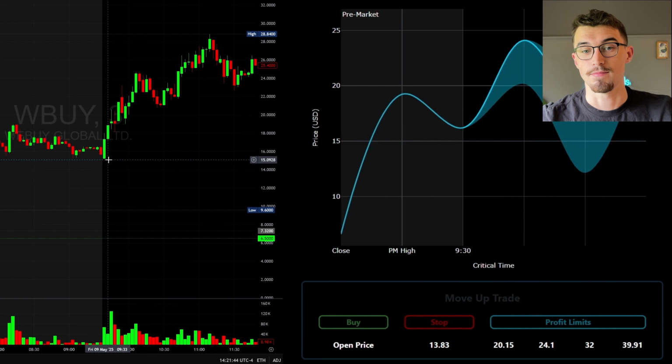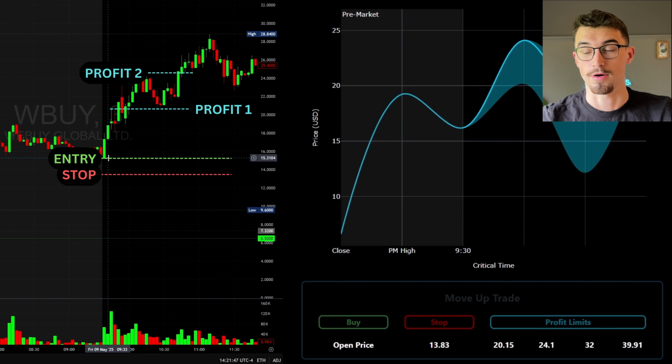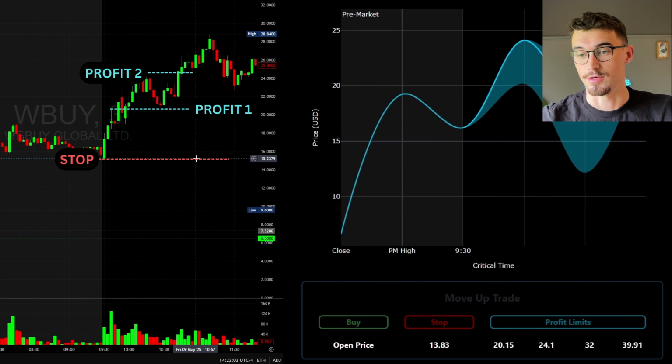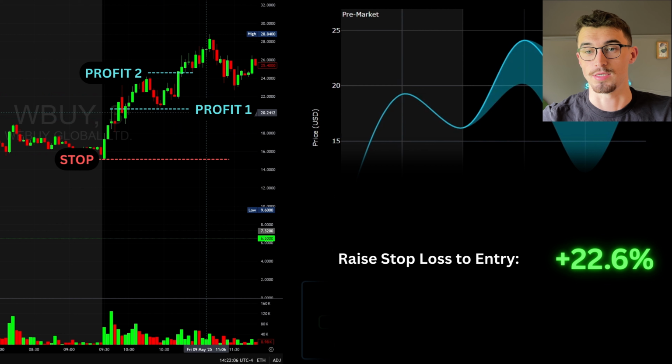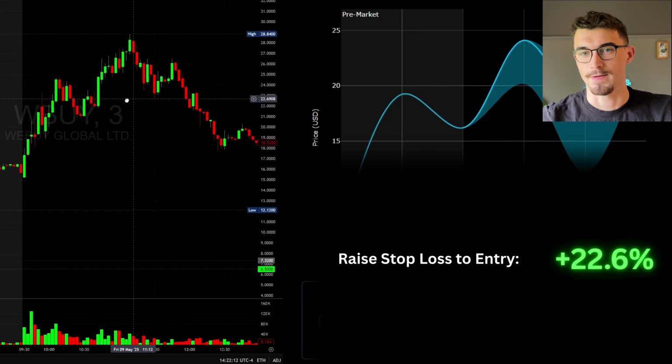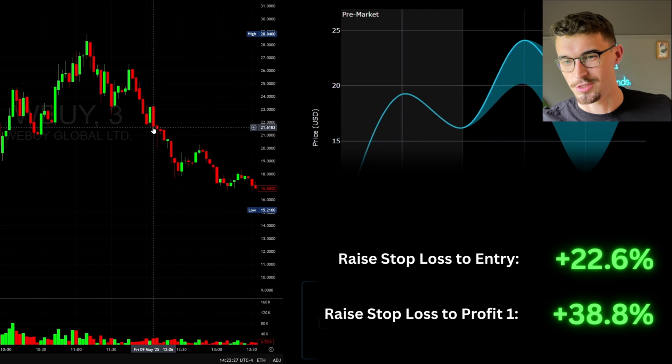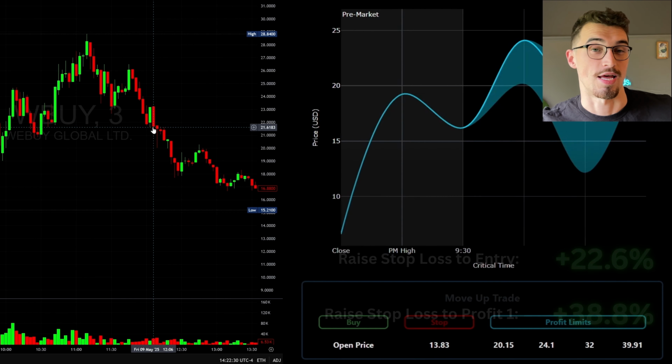Looking at what actually happened, it ended up moving straight up at market open and did not come close to the stop loss, hit profit 1 and profit 2 on the way up. And if you raised your stop loss up to break even, you would have protected your gains there. Raise your stop loss up to 2015, and then you would have stopped out at profit 1 if you raised it up to that point. Plain and simple. The move up trades are probably the easiest ones that you could ever do. Enter your order before the market opens, and it just happens.